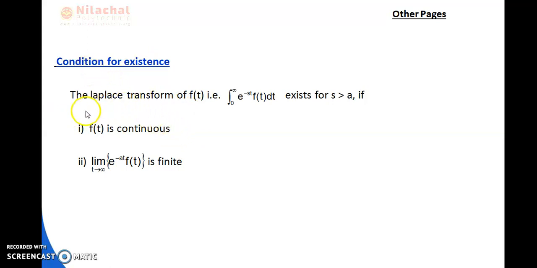The Laplace transform of f of t, that is this formula, integration 0 to infinity e to the power minus st f of t dt, exists for s greater than a if, first, f of t is continuous, and second, the limit as t tends to infinity of e to the power minus at f of t is finite. Your function must satisfy this condition, then its Laplace transform must exist. Clear? This is the condition for existence.